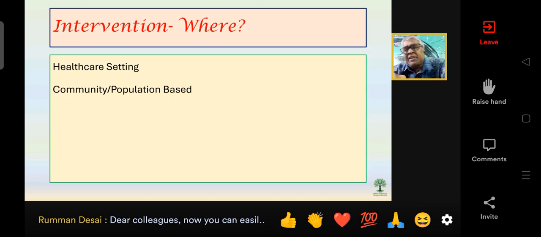Where can you do a clinical trial? Well, you can do it in a community setting. Population-based trials have been done. Large population-based trials have been done. Vitamin A studies are some examples for that. In a healthcare setting, any healthcare setting, a clinical trial can be done. It can be done even in an individual practice. It can be done in any clinical setting.